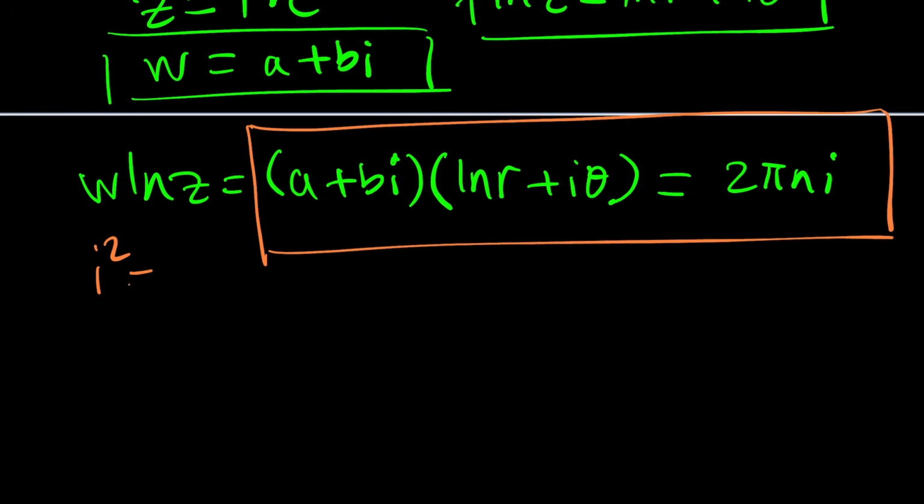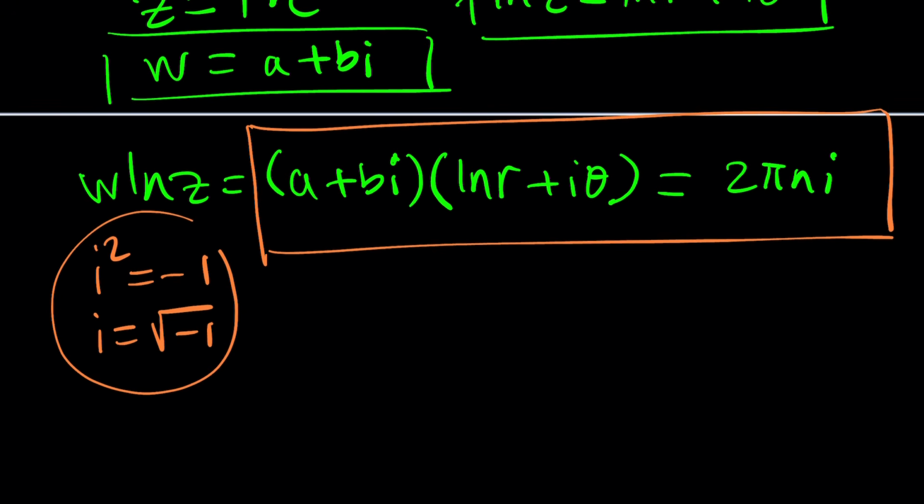So let's go ahead and use the most important stuff that I always forget to say, I squared equals -1, because I is the square root of -1. But again, check out the lecture videos for details. Now let's go ahead and distribute this then.